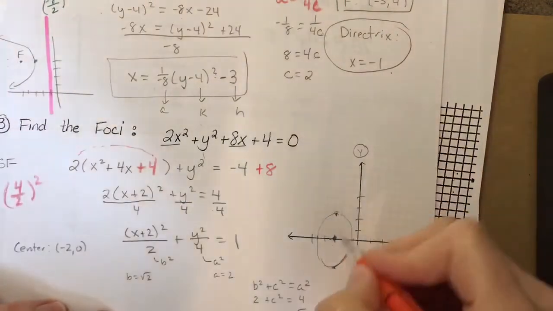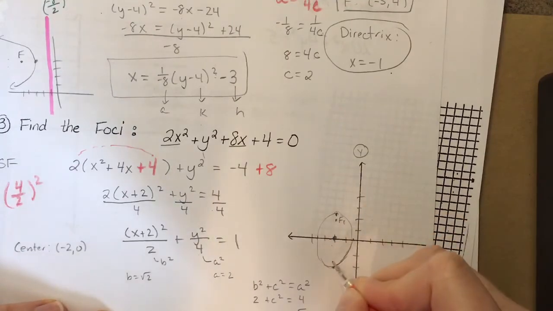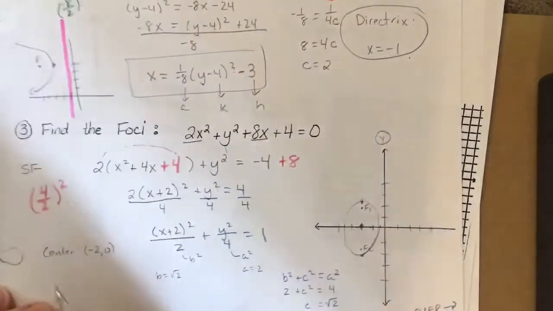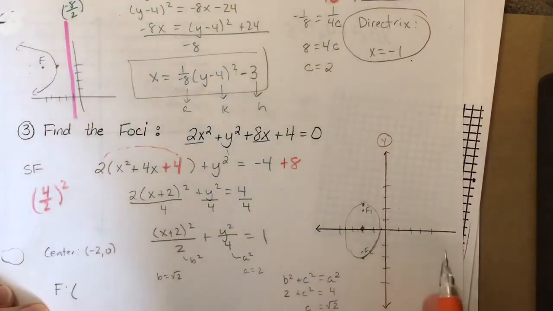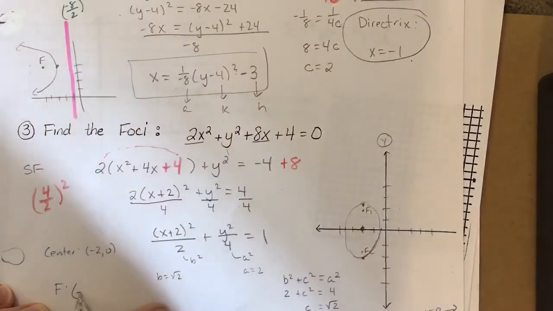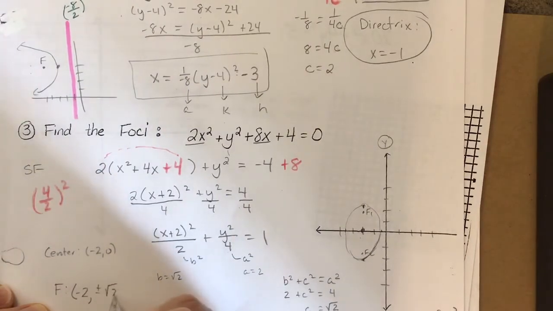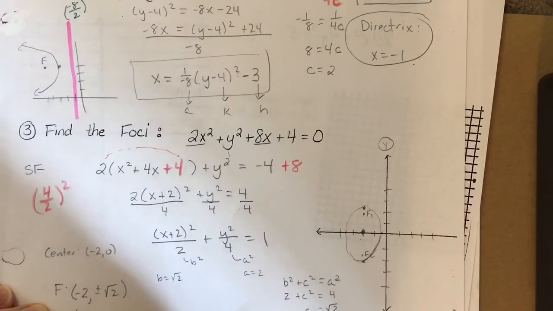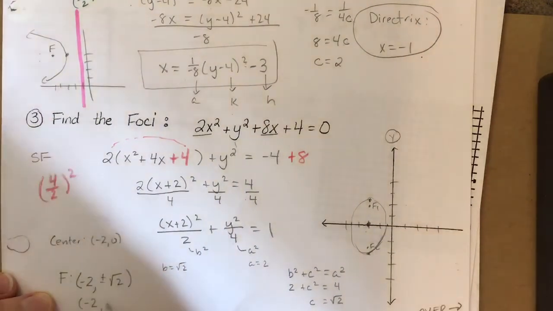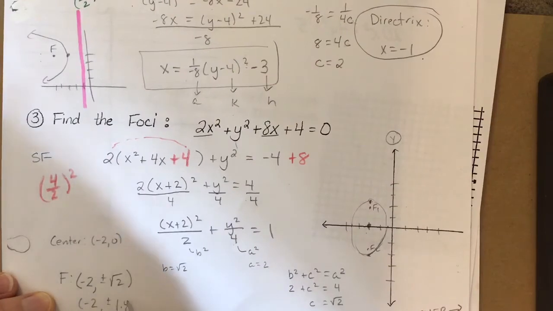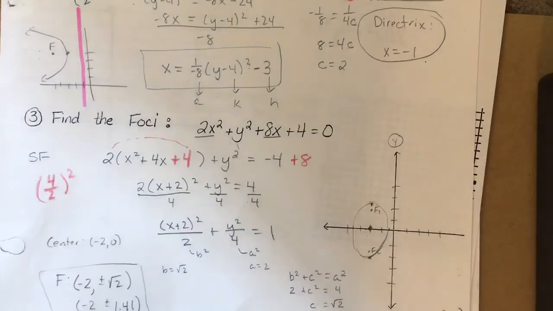So where are the foci? So exact would be 0, negative 2, and then positive negative square root of 2. And that's 0, negative 2, and about positive negative 1.41. All right. There we go, foci.